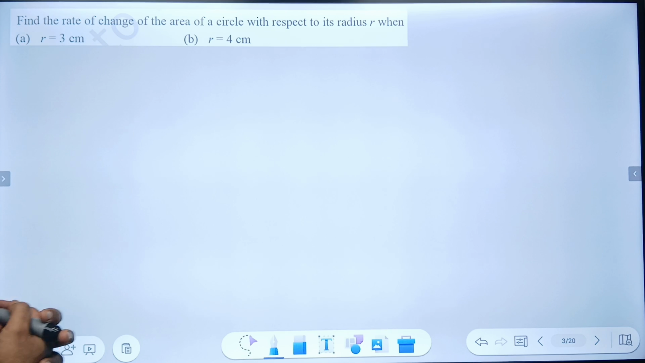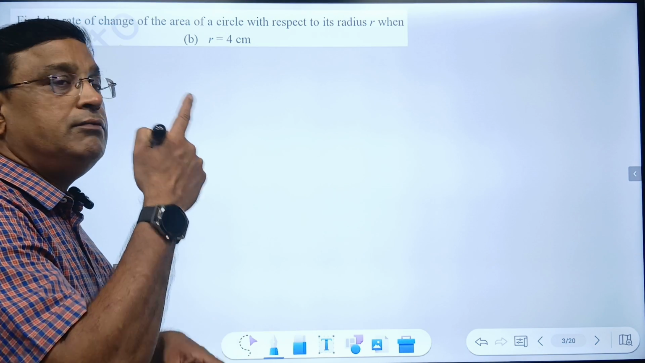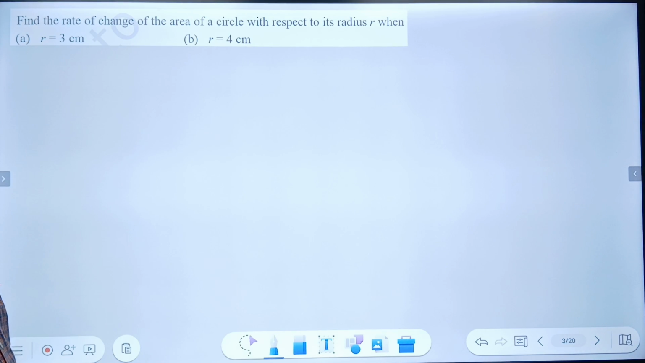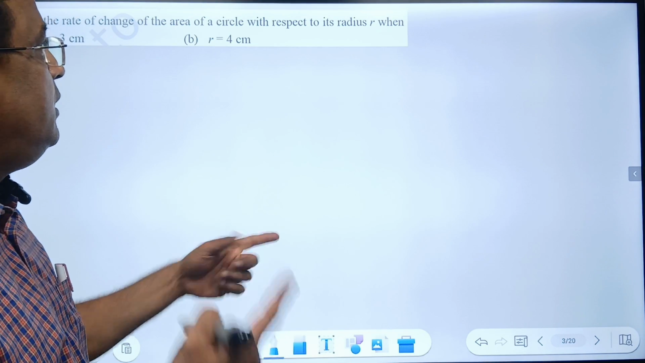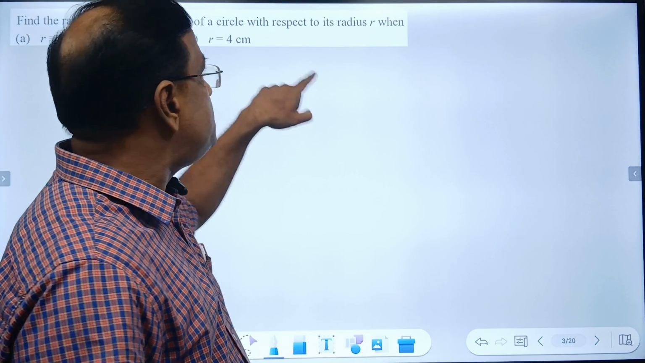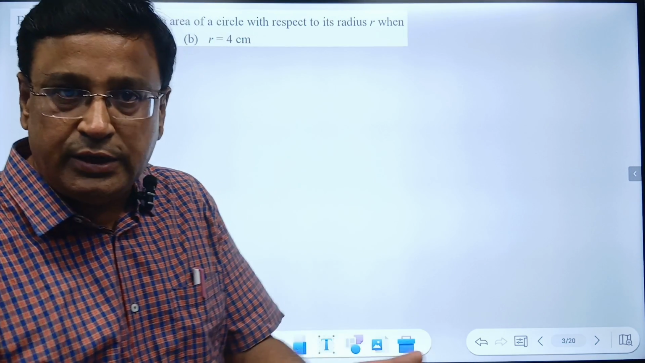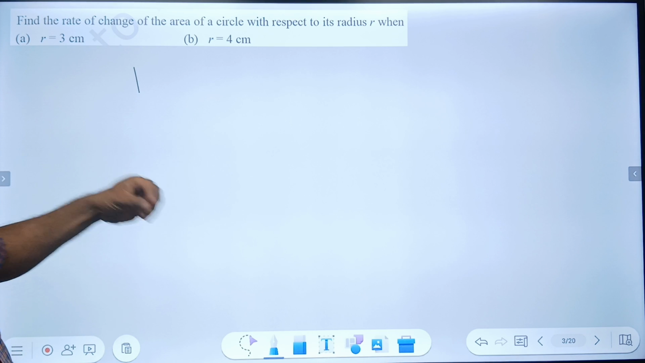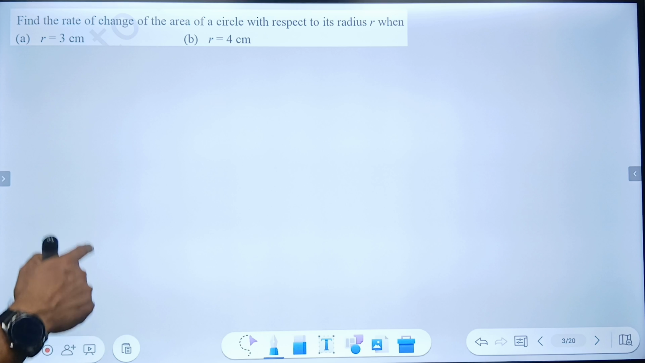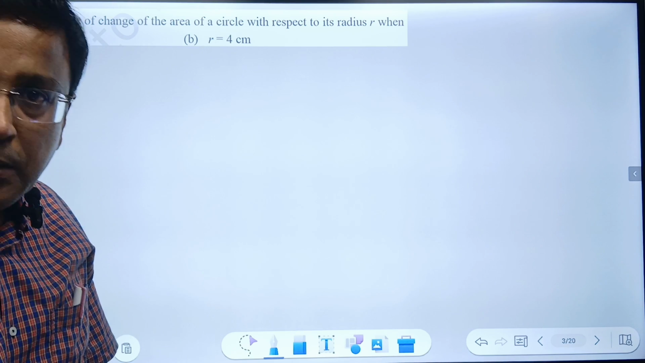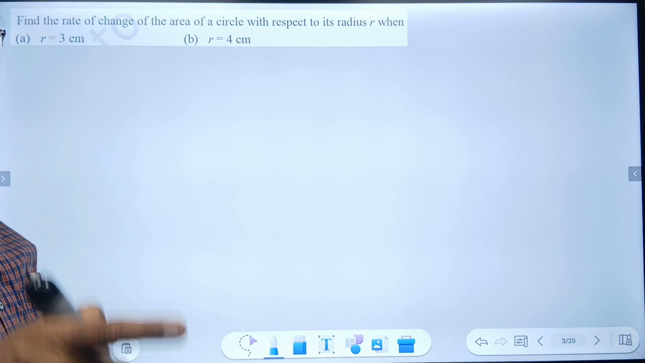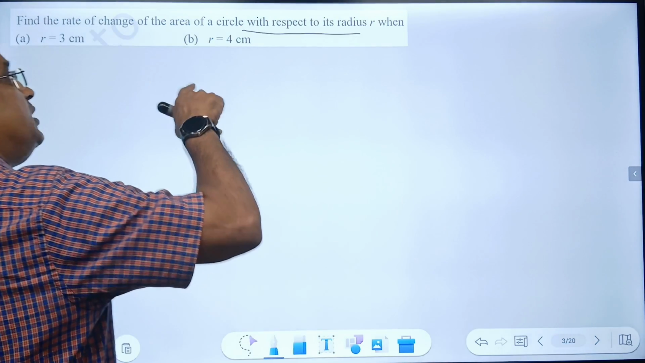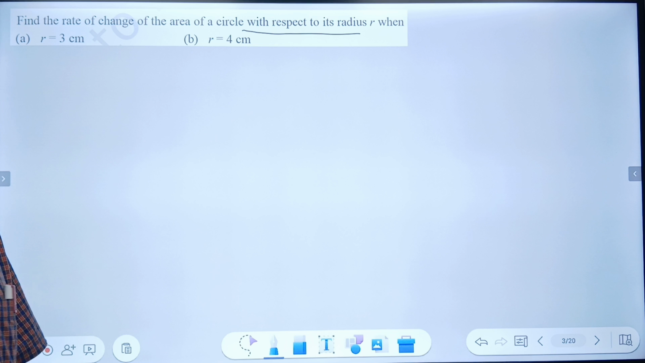Find the rate of change of area of a circle with respect to its radius. Here he is asking me to find the change in area with respect to radius. Suppose it doesn't mention the words with respect to radius, that means the change has to be measured with respect to time. But here I don't have to find the change of area with respect to time, but with respect to radius, because it is very specifically given that you want to measure the change in area with respect to its radius.